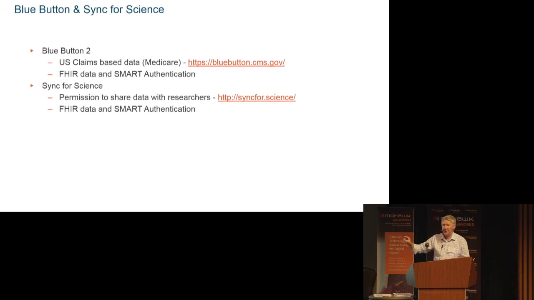Blue Button and Sync for Science are things that you are going to hear about. They are basically specific projects using SMART. Blue Button, and the first speaker this afternoon talked to that, is getting US claims data out, again using a SMART/FHIR interface. Sync for Science is another one you'll come across. That's all about the ability for a person to allow researchers to share their data. But fundamentally, both of these projects are the same sort of thing. They're giving an individual control over their data and access to their data, potentially to other people. And we will see more in the space, I am quite sure.